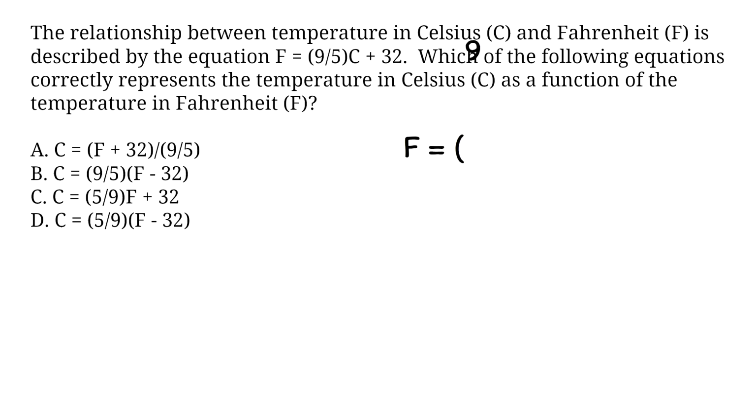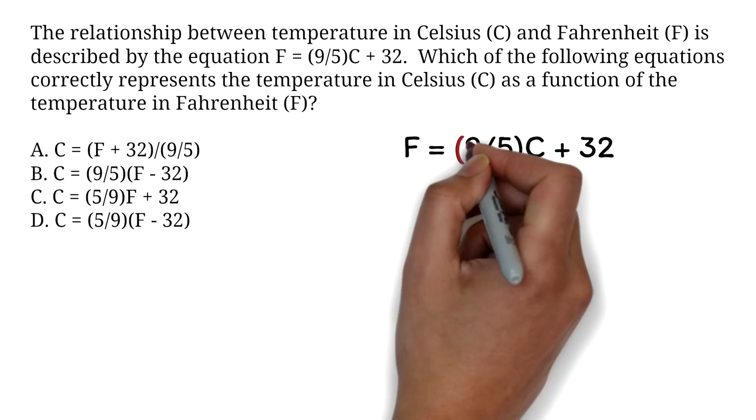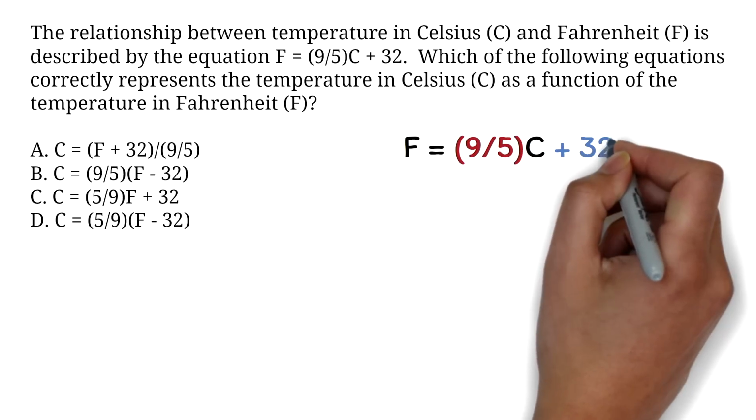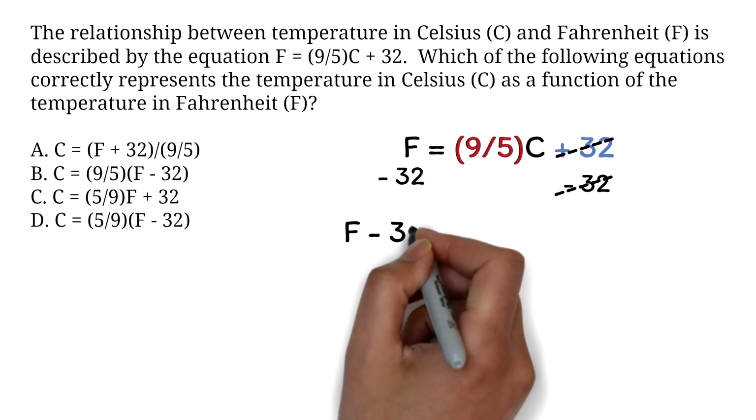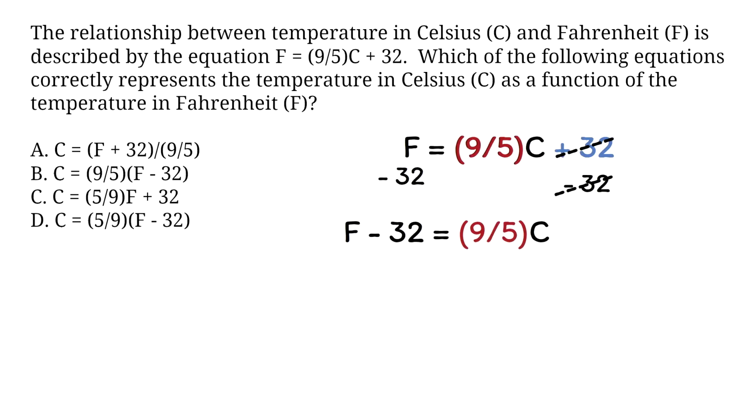To solve for C, we want the C to be on one side of the equation and everything else on the other side of the equation. This means we have to remove the times 9 divided by 5 and plus 32. We start with the plus 32. To remove it, we have to perform the opposite operation on both sides of the equation. The opposite of addition is subtraction, so we will subtract 32 from both sides. This 32 will cancel out. Now we have f minus 32 equals 9 over 5 times c.